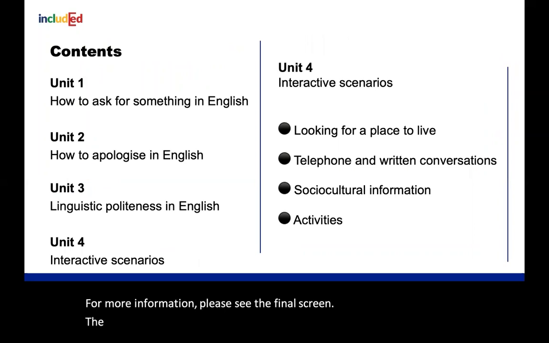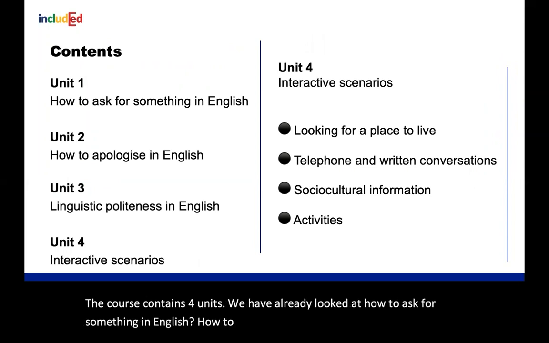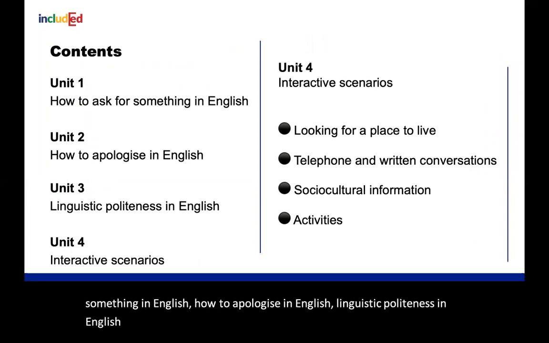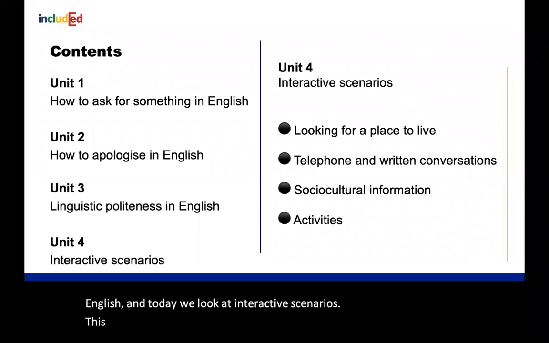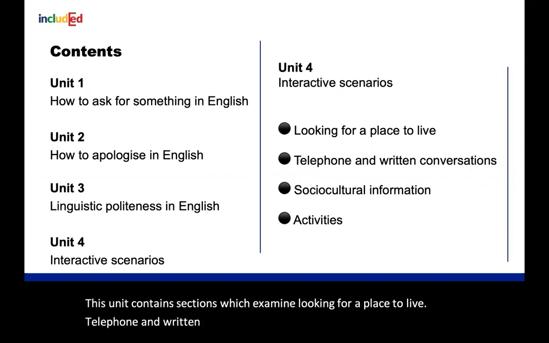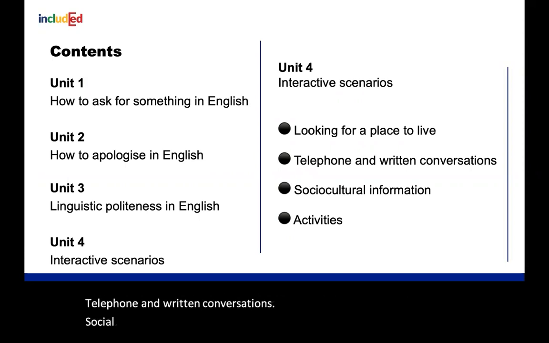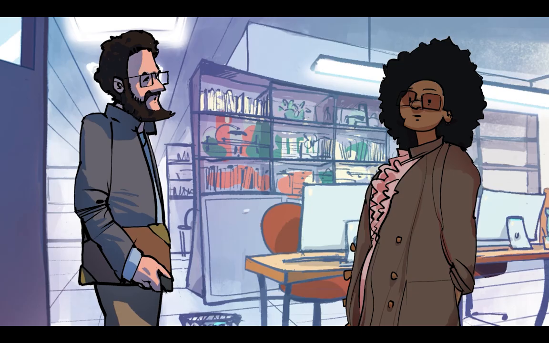The course contains 4 units. We have already looked at how to ask for something in English, how to apologise in English, linguistic politeness in English, and today we look at interactive scenarios. This unit contains sections which examine looking for a place to live, telephone and written conversations, sociocultural information, and activities.